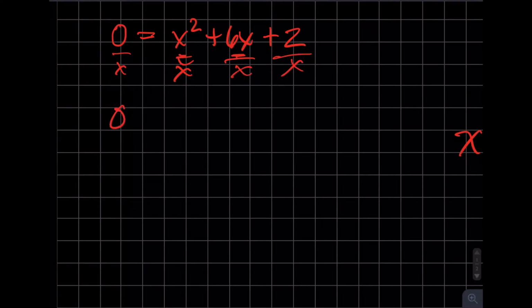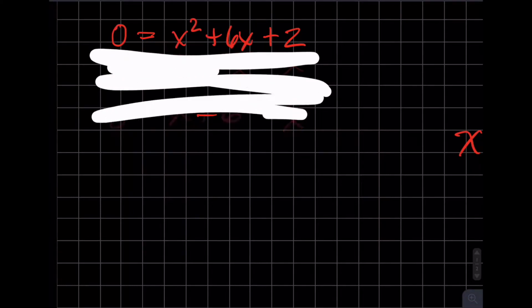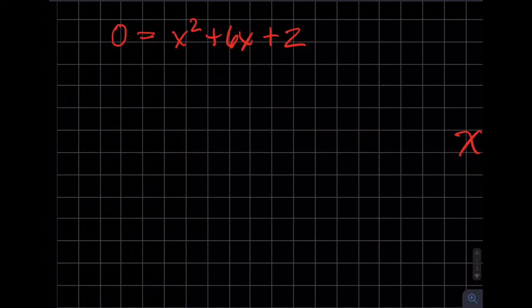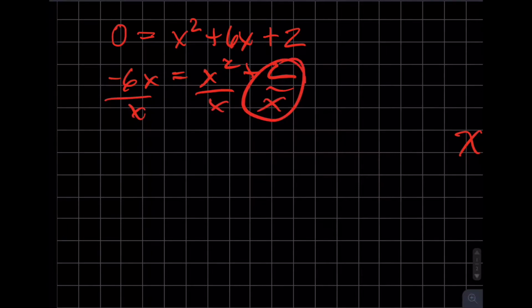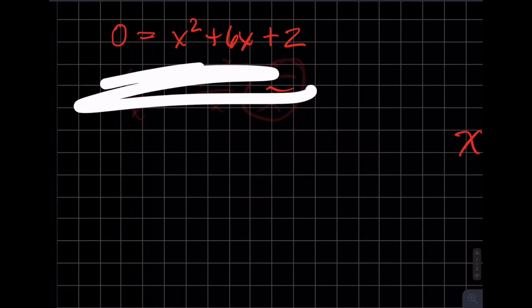And I'm going to get 0 equals x. That's great. That's 6. That's great. But then this thing gets all 2 over x, and that's not so good. If I chose to not do that, but instead chose to do the following, let's subtract 6x from both sides and divide it by x. I still end up getting this 2 over x thing, which is not good.